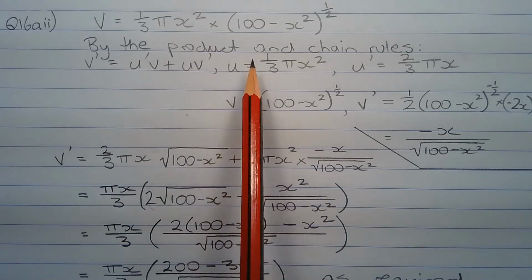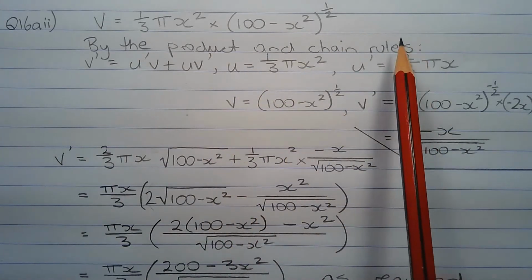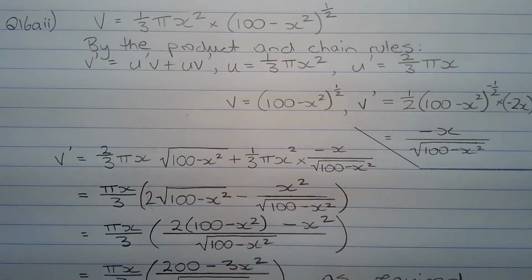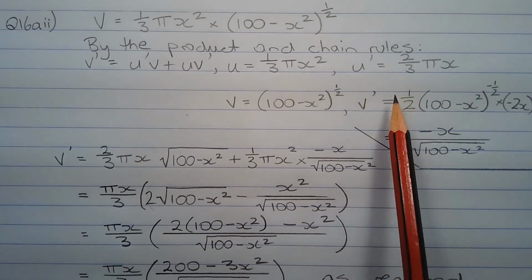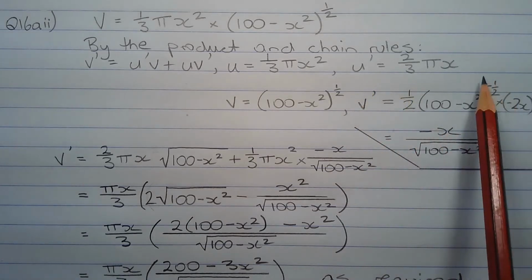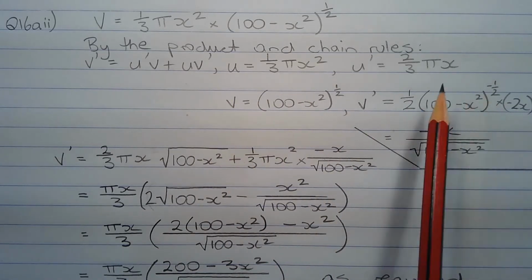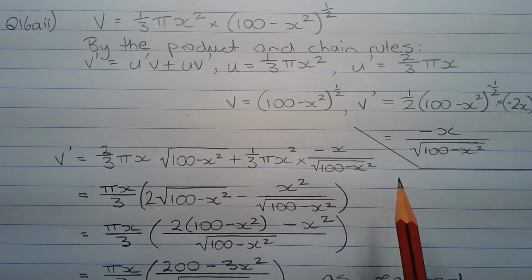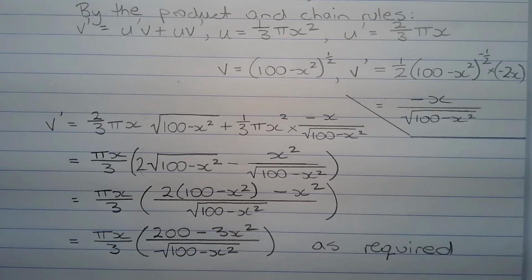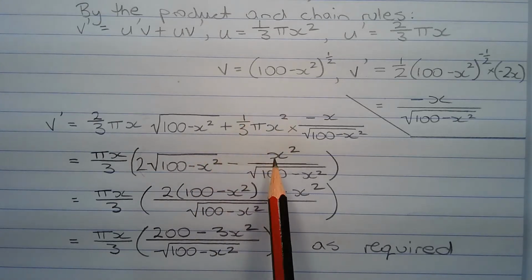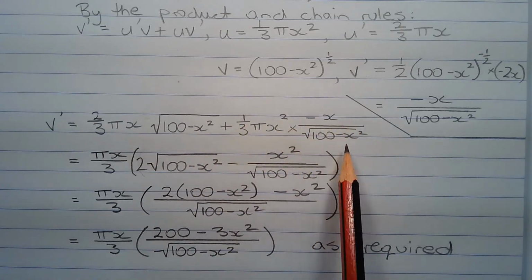So if u is equal to 1 over 3 pi x squared, u dash is equal to 2 over 3 pi x, and if v is equal to 100 minus x squared to the power of half, then v dash is equal to half times 100 minus x squared to the power of negative half, so that's the derivative of the outer function, multiplied by the derivative of the inner function, which is negative 2x, which equals negative x over the square root of 100 minus x squared. So V dash is equal to 2 over 3 pi x times the square root of 100 minus x squared plus 1 over 3 pi x squared times negative x over the square root of 100 minus x squared.